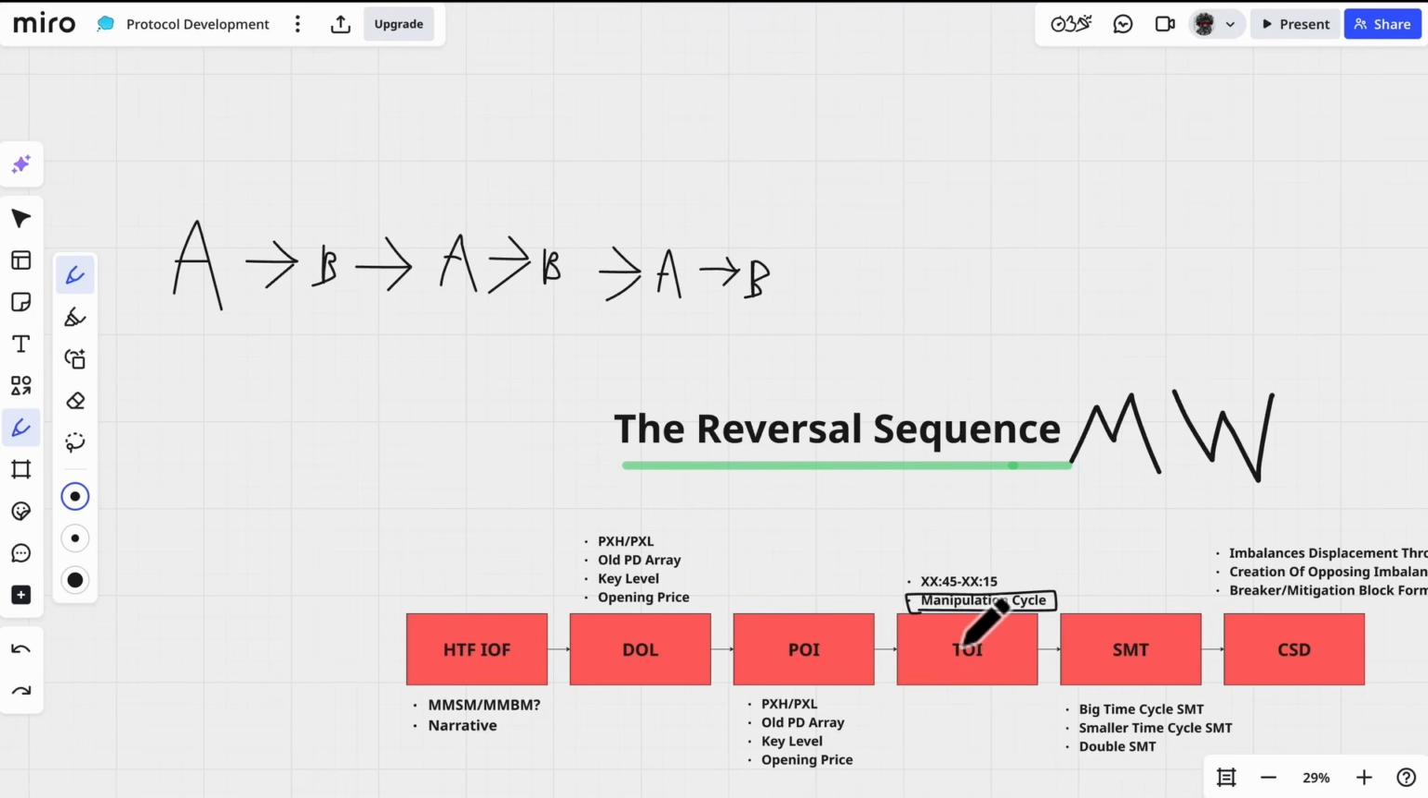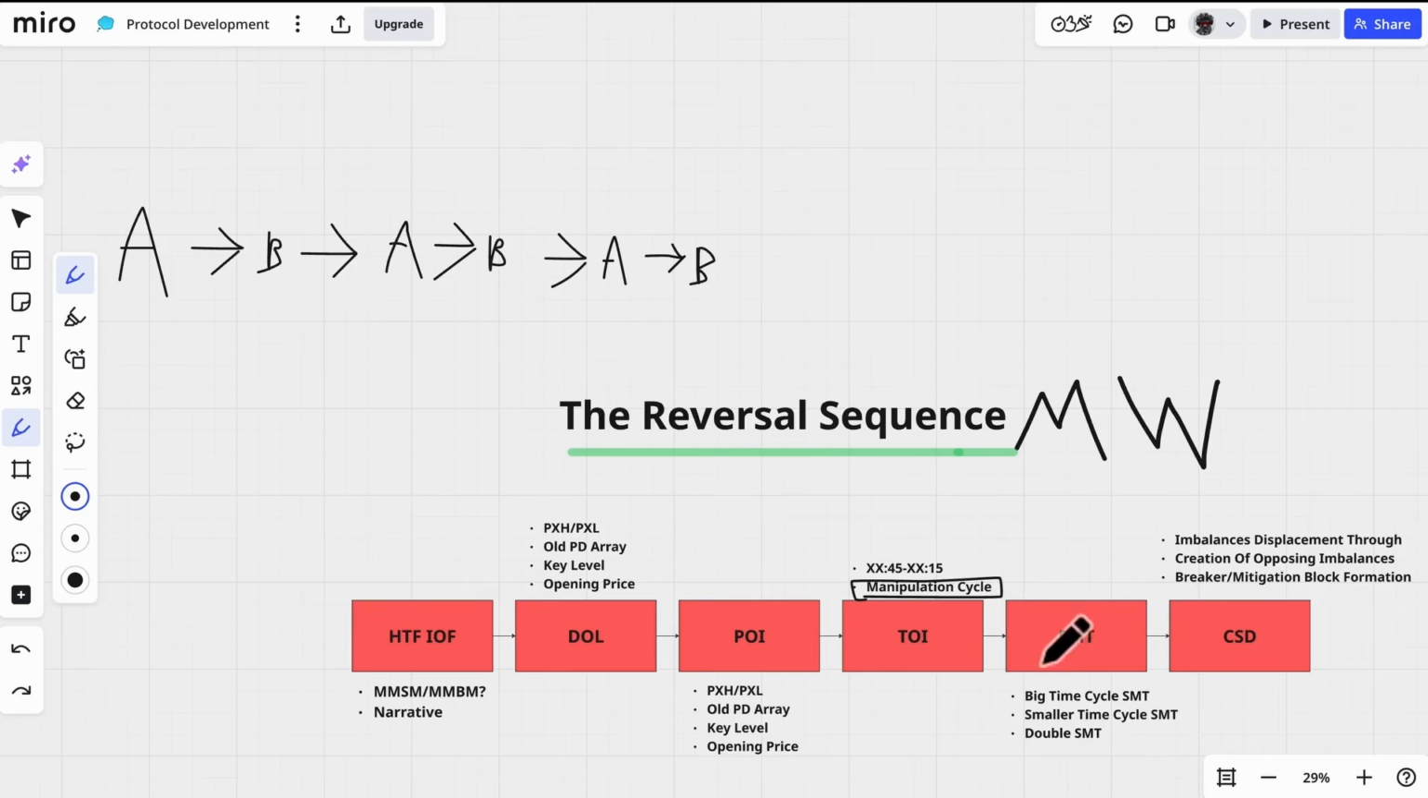Then the next step is confirming this manipulation cycle, confirming that we're forming a swing low or swing high. The way we do that is by paying attention to SMT. Why SMT? Because SMT stands for Smart Money Time. Keep that in mind. SMT literally shows to you that there's a manipulation leg which is likely coming to an end now.